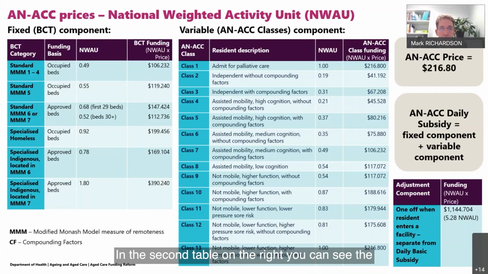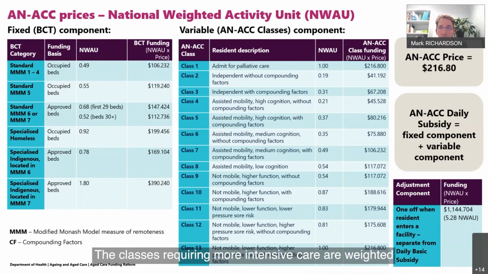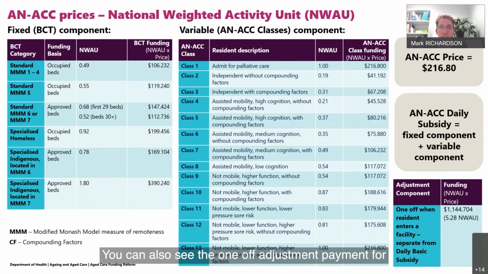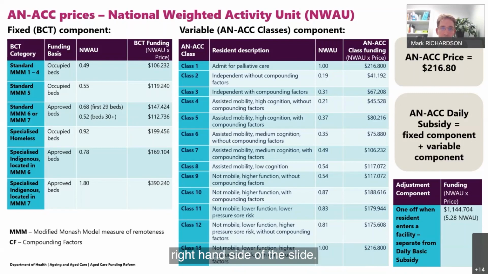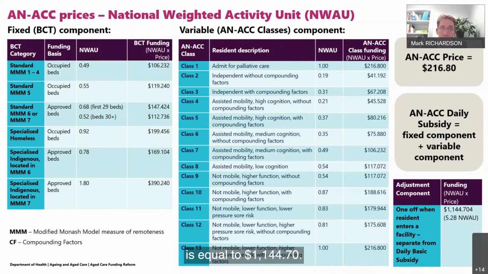In the second table on the right, you can see the different weightings attributed to each of the 13 AN-ACC classes of care. The classes requiring more intensive care are weighted with the highest NWAU and consequently receive a higher funding amount. You can also see the one-off adjustment payment for new residents entering a facility in the bottom right-hand side of the slide. One-off adjustment payments have an NWAU of 5.28, which is equal to $1,144.70. As in the previous slide, this is to cover the extra costs associated with transitioning a resident into a facility.